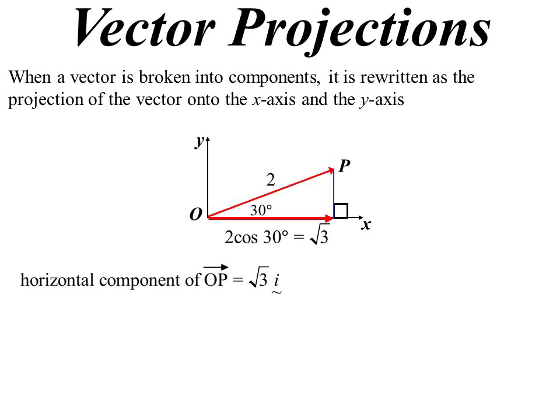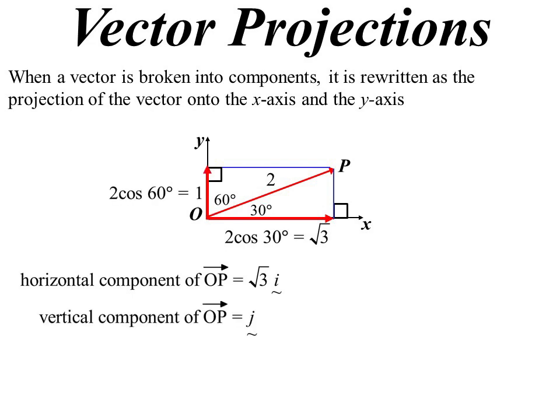That'd be root 3 i. And then we could do the same on the y-axis. We could project over to the y-axis, and that one would have a magnitude of 1. That would just be the unit vector j. So we have done these things without knowing it. The overall vector, root 3 i plus j.